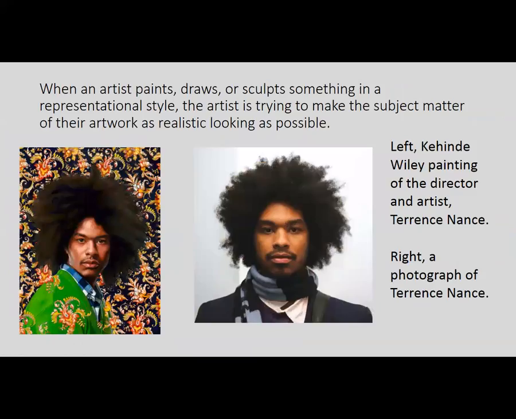So when an artist draws or sculpts or paints something in a representational style, they're trying to make it look as much like the real thing as possible, as realistic as possible. So on the right, we have a photograph of Terrence Nance, and on the left, we have a painting of Terrence Nance by Kehinde Wiley. And he's trying his best, and he does a really good job of making Terrence Nance look as realistic as possible.